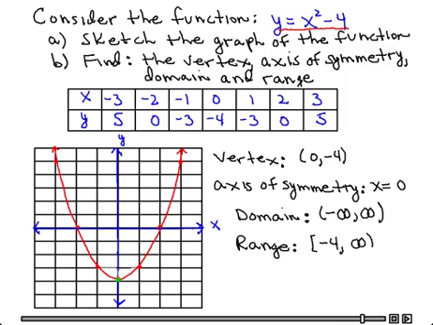So in general, whenever you subtract a positive constant from the squared term in a quadratic function, it will have the effect of taking the graph of y equals x squared and shifting the graph down the number of units you subtracted.